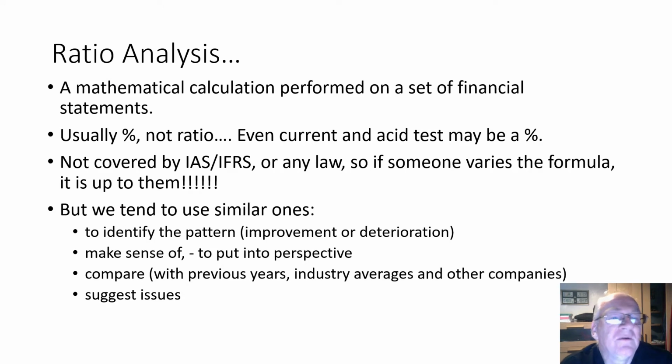So ratios are mathematical calculations performed on a set of financial statements. The calculation normally ends up in a percentage. The only two that are still commonly ratios, in other words something to 1, are the current and acid test, but those could be percentages as well, so 2 to 1 is 200%.